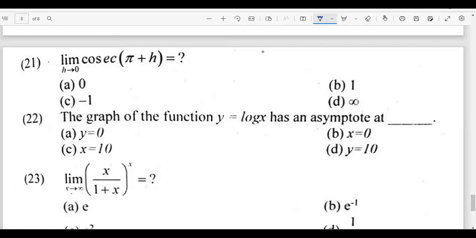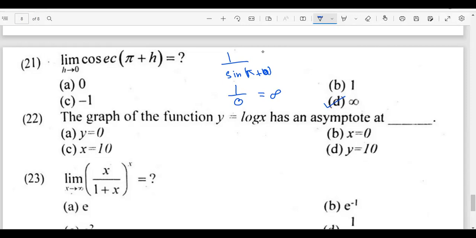Now, Alina, are you there? Please pay attention. We just have 3 more questions and they're very important. So let's focus on these, okay? It says, limit cosecant pi plus h, and h is going to 0. So cosecant is 1 by sine. So it would be 1 by sine of pi plus h, and h is 0. So this would basically be 1 by sine pi. Sine pi is 0. So 1 by 0 would be infinity. So the answer is D.